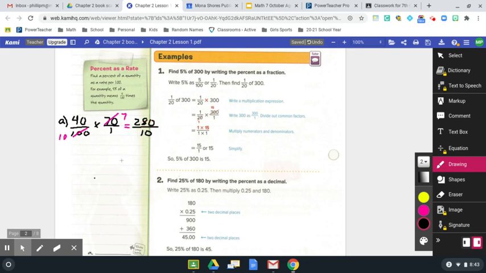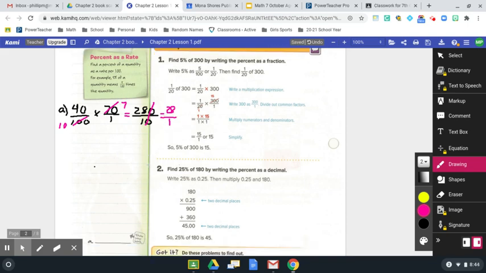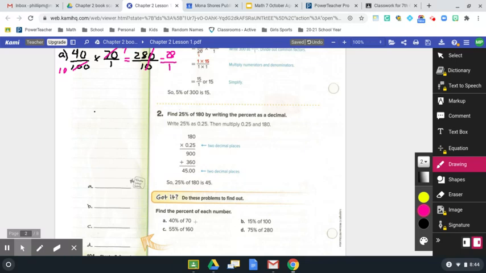Okay, so remember I said if there's a 0 in the numerator and denominator like that, you could divide that by 10. I'm going to cancel that out. So if I did 280 divided by 10, I'm getting 28. And then 10 divided by 10 is 1. So what I'm seeing is that 40% of 70 is 28. That's one way to do it.